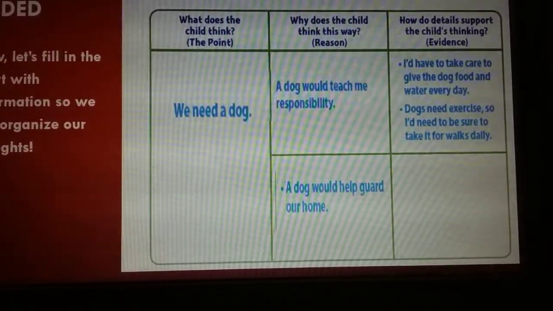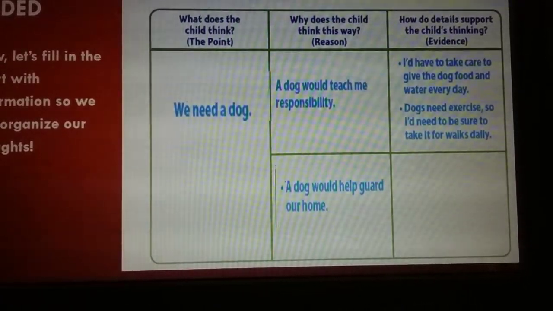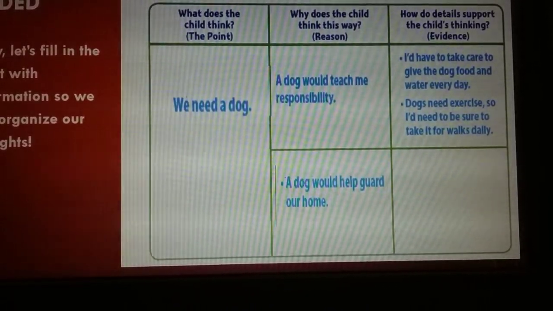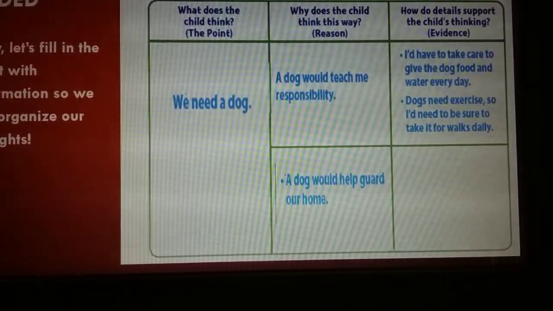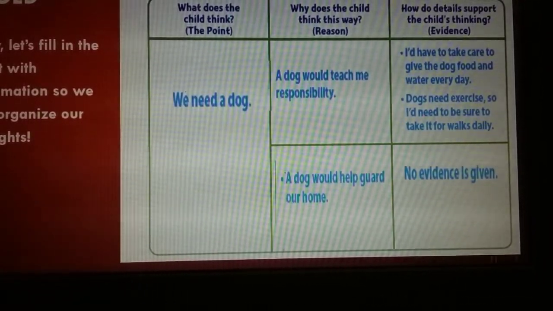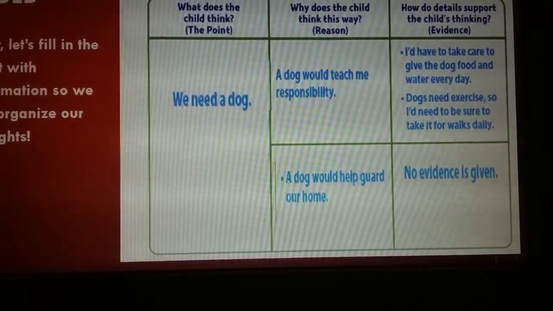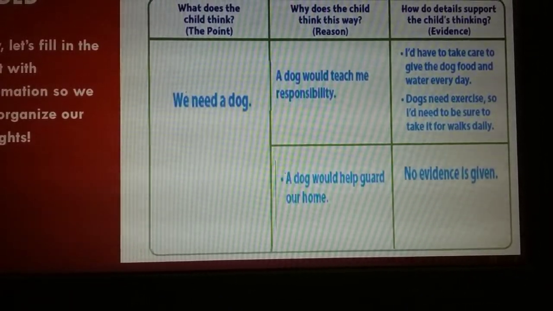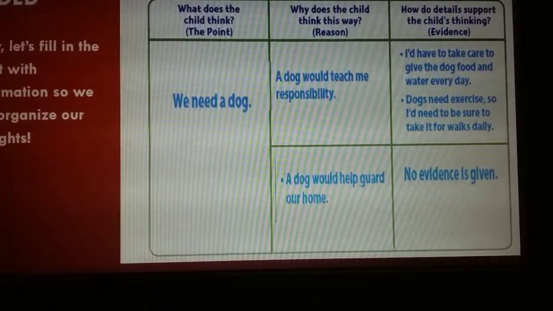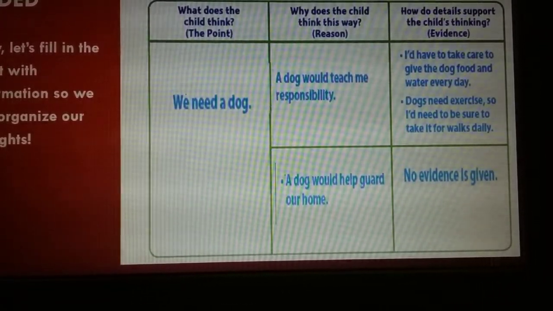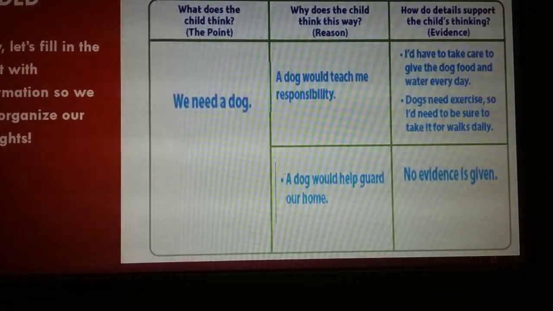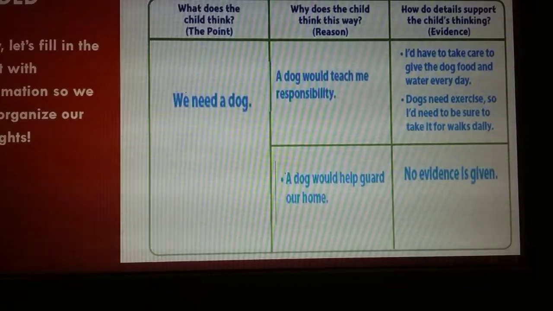Look at the next one. A dog would help guard our home. That was listed at the bottom. That's another reason. Ask yourself, is that true? Do dogs help guard your home or any residence? Look at the evidence. Now, there is no evidence actually given in the cartoon, but she does provide enough evidence about it teaching her responsibility, even though she doesn't have evidence that shows that a dog would help guard their home. I think she's provided enough evidence to possibly convince her parents. So let's keep moving.